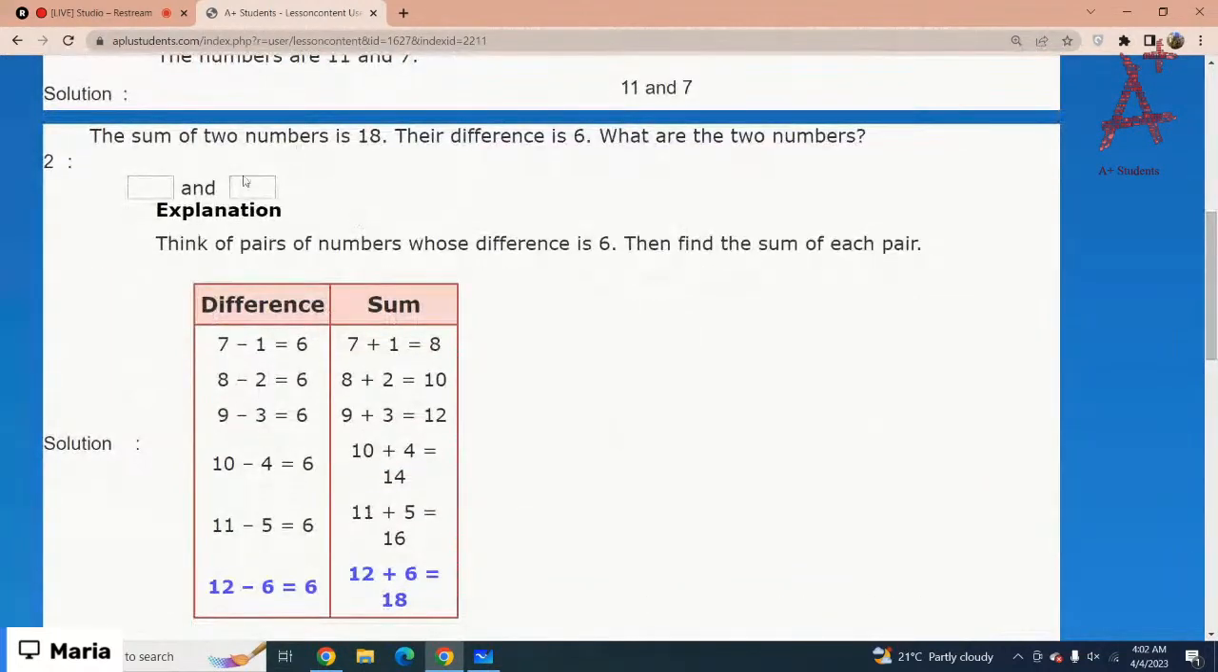Okay, the next one is the sum of two numbers is 18. And their difference is 6. Find what are the two numbers. Think of the pairs whose difference is 6. These are all the pairs whose difference is 6. Got it?